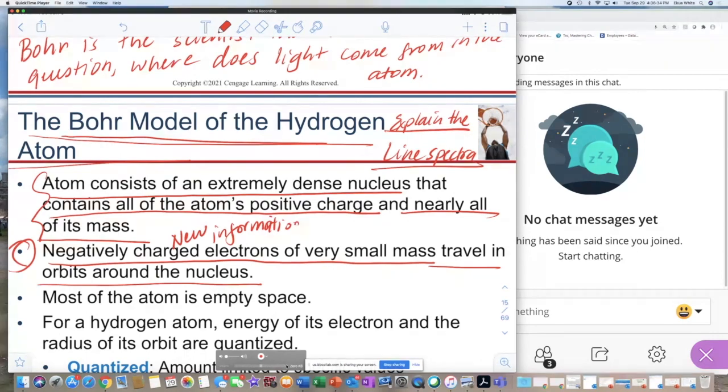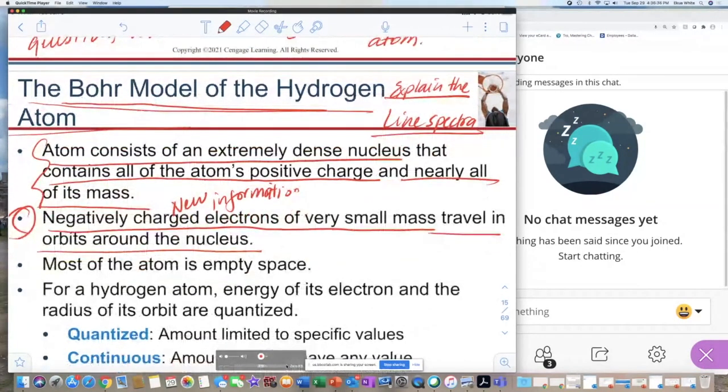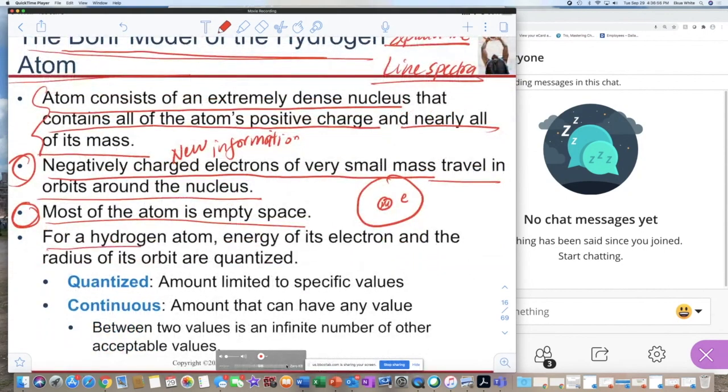Okay? And of course, he agrees with Rutherford that the electrons don't take up a lot of space. So the area in the atom around the nucleus where the electrons are is mostly empty space, because the electrons are there, but they're not really taking up a lot. They're very, very tiny. They're like clouds.